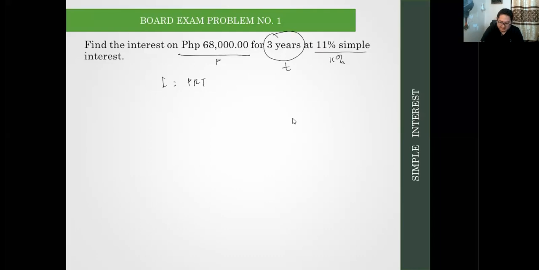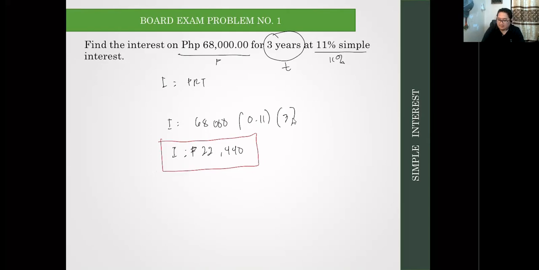So, direct substitution. So, we have 68,000 times 0.11. So, convert sa decimal yung percentage. Then times 3. Okay? So, interest natin is just multiply nyo lang. So that will be 68,000 times 0.11 times 3. So we have 22,440 pesos. Okay? Our interest for the given problem. So again, yung na-compute natin is interest lang.